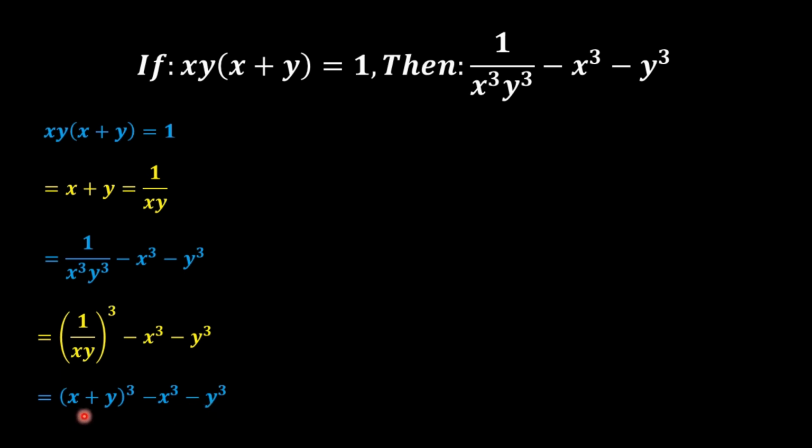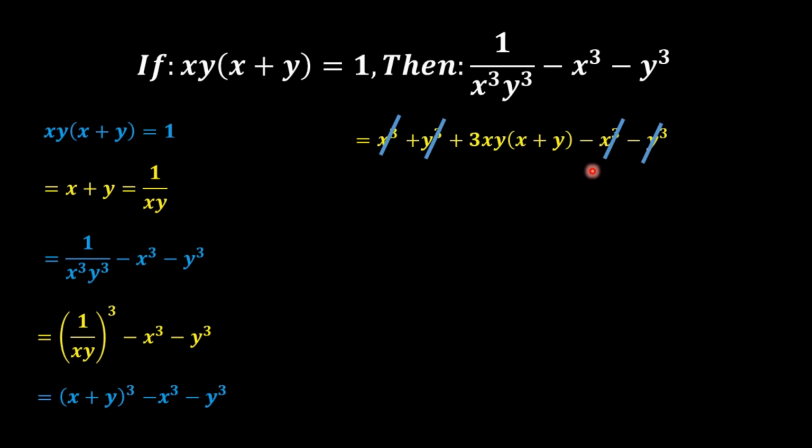Now we open this expression using the a plus b whole cube formula. As a result, this expands to x cube plus y cube plus 3xy into x plus y, and the remaining part of the expression, which is minus x cube minus y cube, remains the same. Now this x cube and this minus x cube cancel together. This plus y cube and this minus y cube cancel out together.